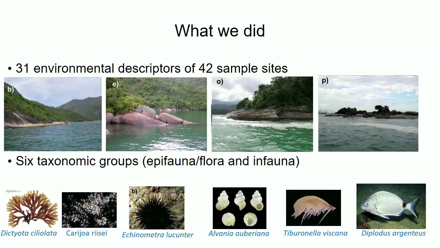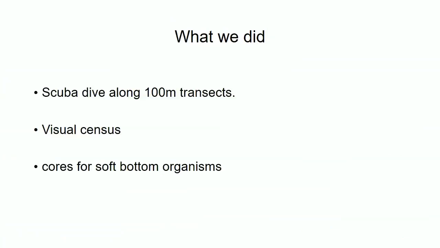We also collected data for 6 taxonomic groups. I represented those by the commonest species for each of them: macroalgae, cnidarians, echinoderms, mollusks, crustaceans, and reef fish. What we did was basically scuba diving along 100-meter transects, making visual surveys for hard bottom organisms, that is cnidarians, echinoderms, and macroalgae, and also reef fish. For the soft bottom organisms, we took cores from sand and identified them later.